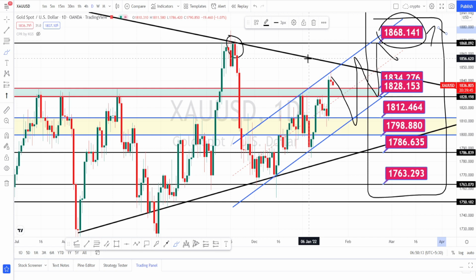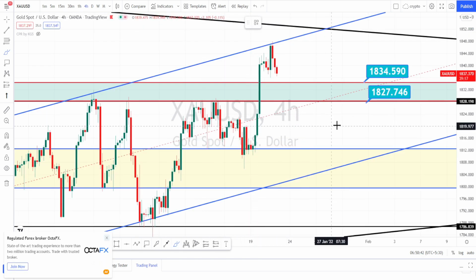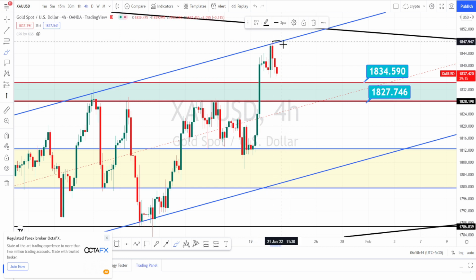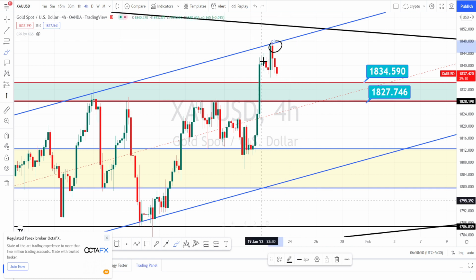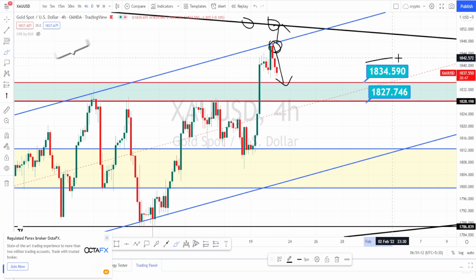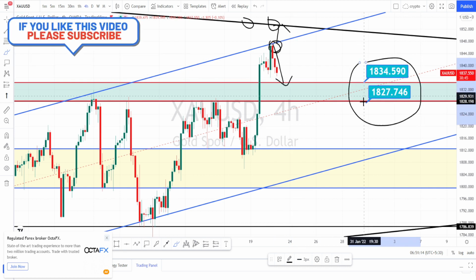Let us do the analysis in 4 hours time frame. I am in 4 hours time frame now. Currently the price action has taken resistance at the trend line of the bullish channel pattern. Even if the price action managed to break this resistance line, we have the next resistance line, the symmetric triangle pattern, running over here. So it has to break this resistance line also. But currently it has taken resistance and it is in a retracement to test this support level of 1834 and 1827.